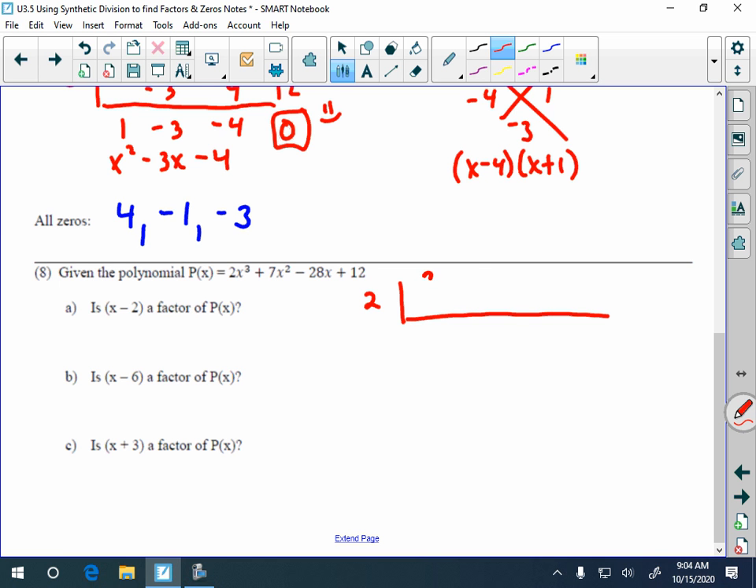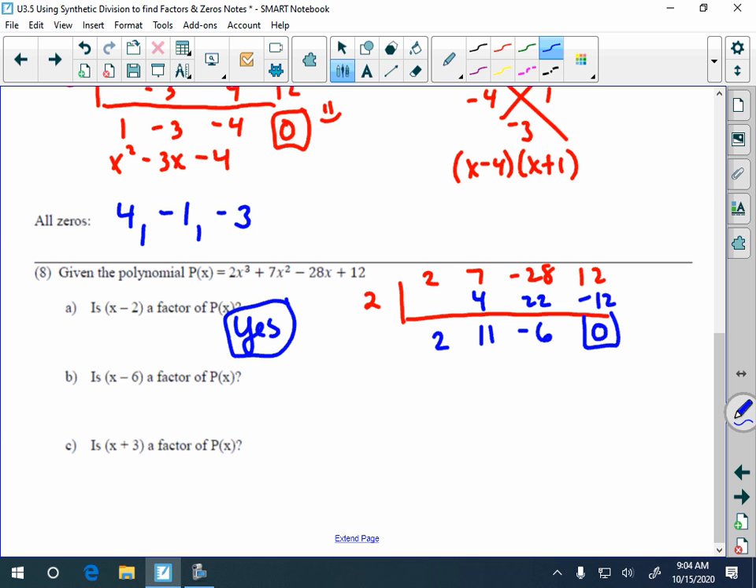Right? And so coefficients are 2, 7, negative 28, and positive 12. Right? So remember, we're trying to see if we're going to get a remainder 0. Right? So bring the 2 down, multiply, that's 4, add down, it's 11. Add down, that's negative 6, multiply, it's negative 12, and we've got a remainder 0. So yes, we can say that x minus 2 is a factor to the polynomial. All right, now we've got to check the other ones too, because there could be more than one.